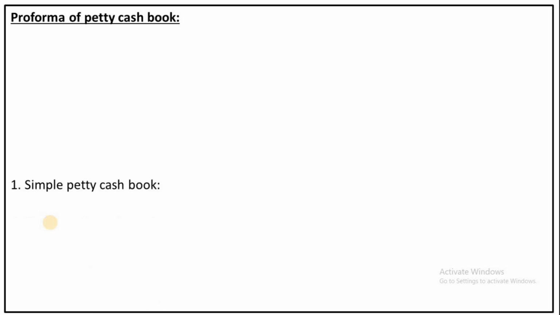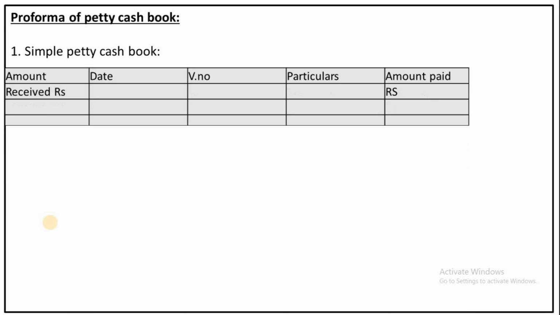Now we'll see the proforma of simple petty cash book. In the amount received column, we'll mention the opening balance amount. That is the amount that is given to petty cashier at the beginning of the month. That amount will be updated in the amount received column. And the second column is the date column. In the date column, we'll mention the transaction date.